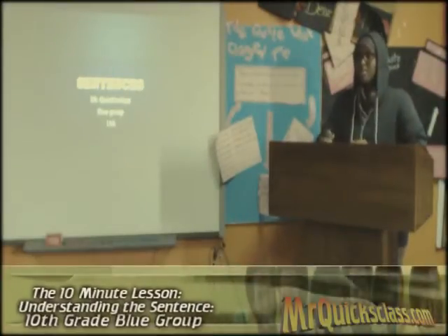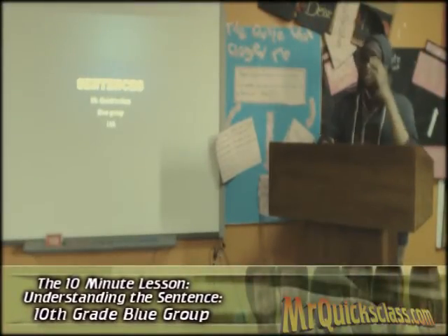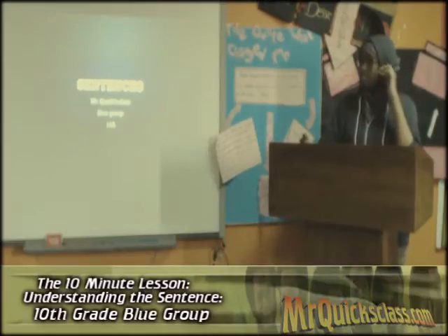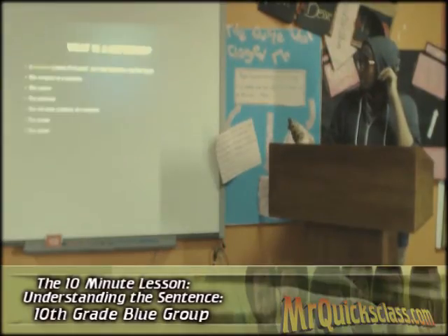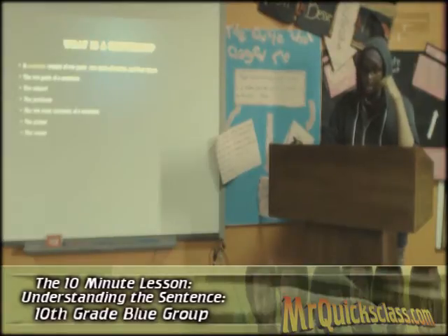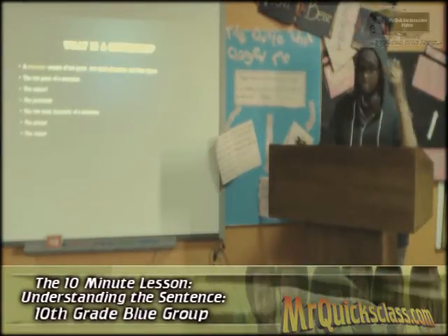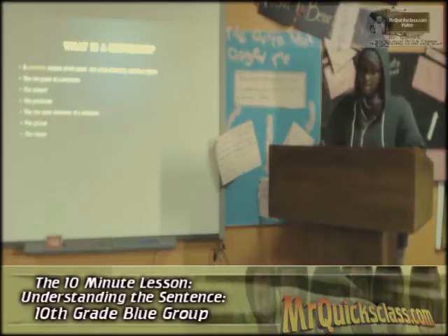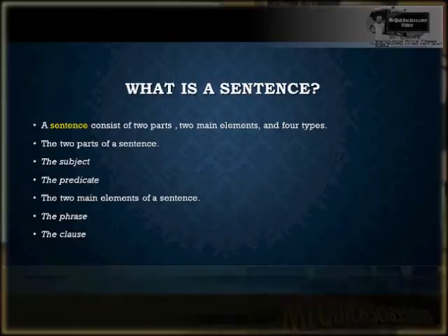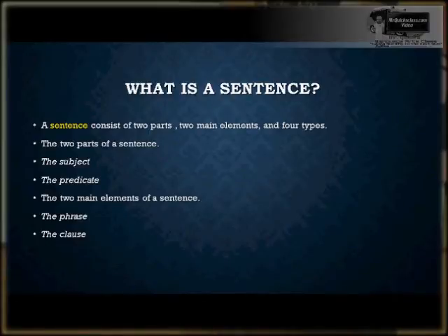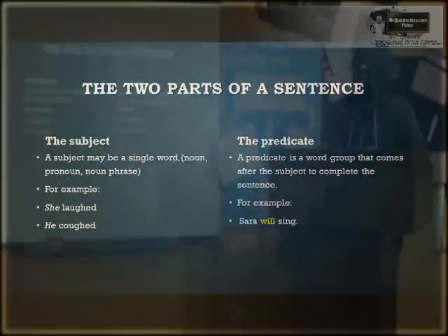Hello everybody, today I'm the presenter of the Blue Group and we'll be talking about sentences. What is a sentence? A sentence consists of two parts, two main elements, and four types. The two parts of a sentence are the subject and the predicate. We'll be talking about it furthermore in our presentation. The two main elements of a sentence are the phrase and the clause.